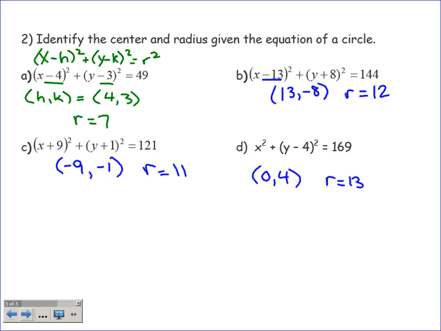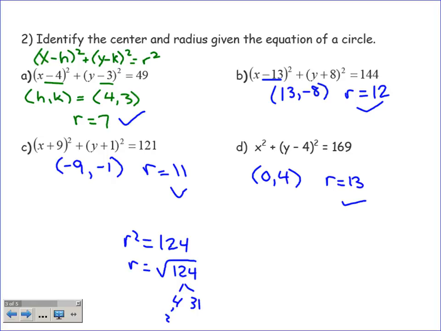Could you imagine instead of these being really nice whole numbers, having them be something a little bit different? Like if all of a sudden r squared equals 124, that we'd have to simplify that a little bit, so that our r would equal the square root of 124, and having to break this up into 4 and 31, and that's 2 and 2. And saying that's going to equal 2 times the square root of 31.